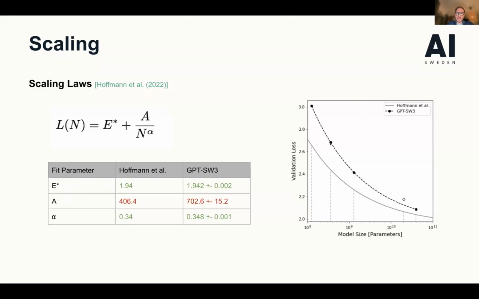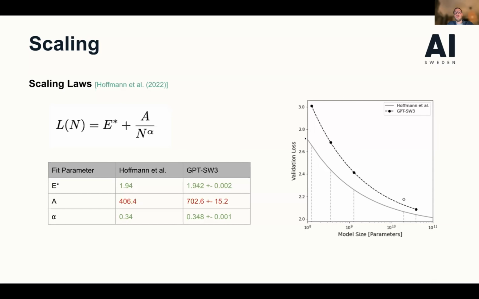The black points are GPT-3. The 20 billion model is this empty circle here, and it is an anomaly. That is because we had this anomaly in the validation loss, if you remember, that I showed earlier. Because of this, we excluded it from the fit. So we fitted this function here to our data. I mean, it's only 4 data points and 3 fit parameters. You have to keep this in mind.